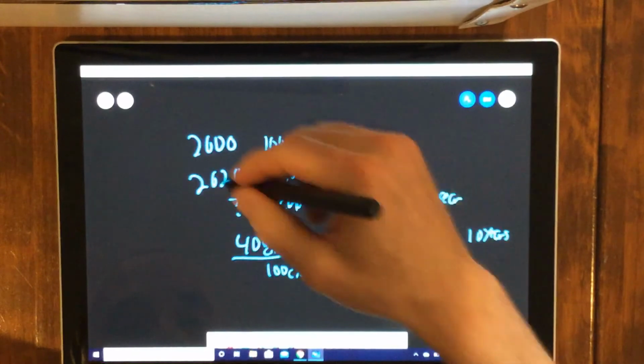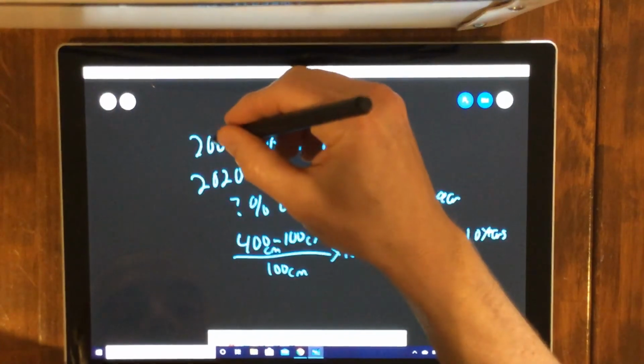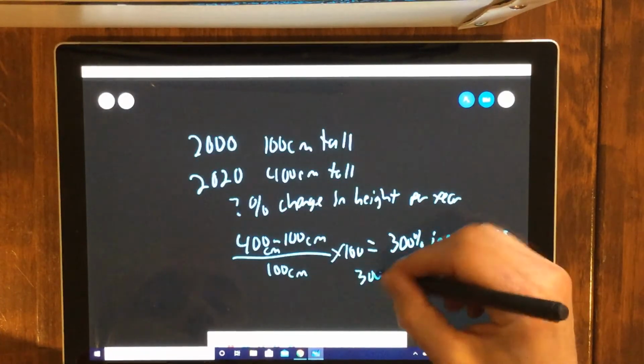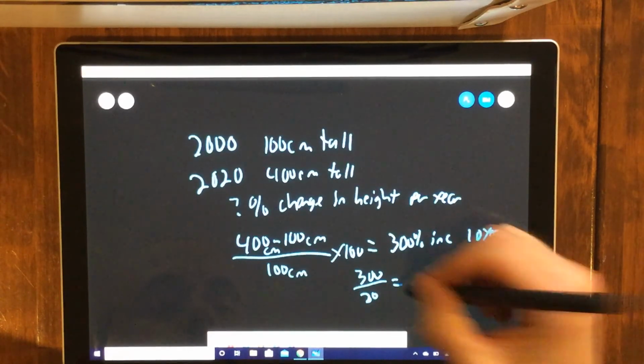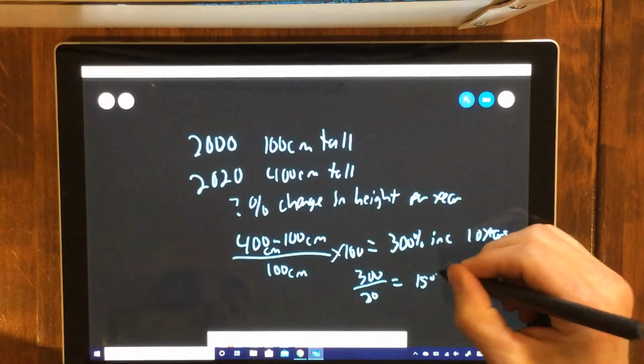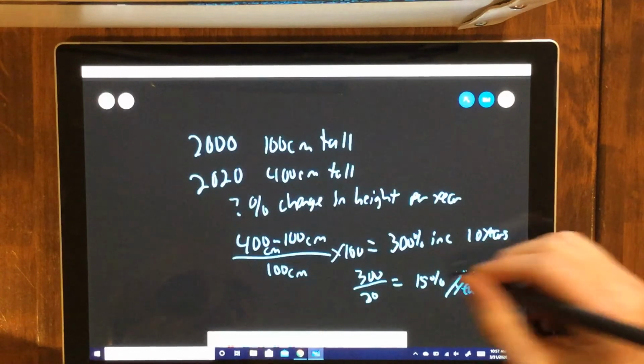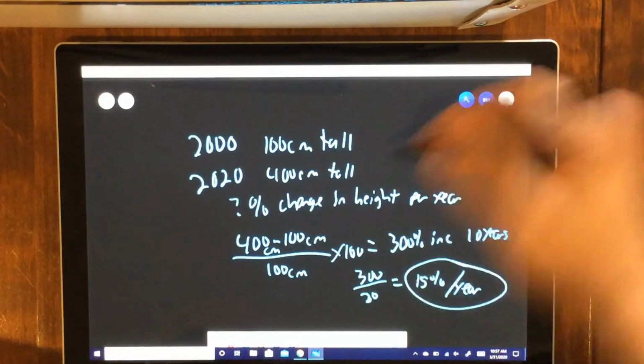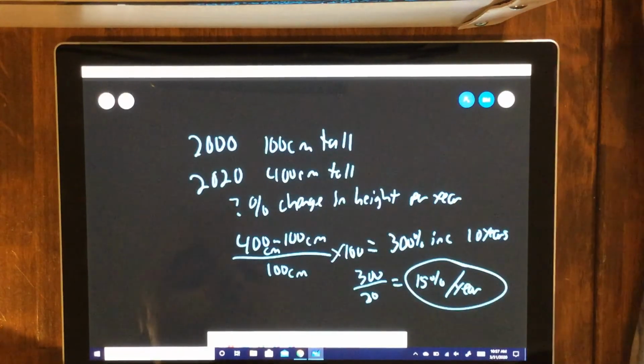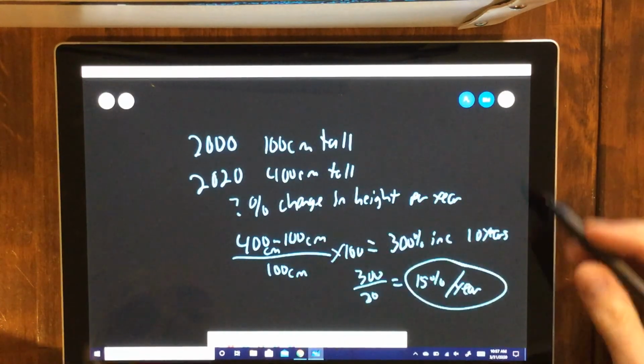Well, it's been growing for 20 years. So 300 divided by 20 equals 15% per year. That would be the answer to the question. It's grown 15% per year if it's going from 100 centimeters to 400 in 20 years.